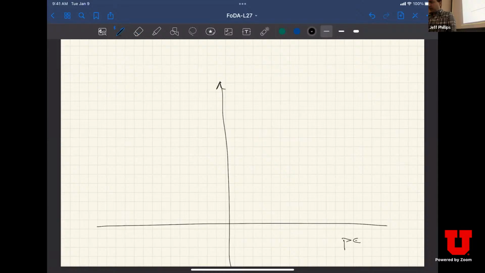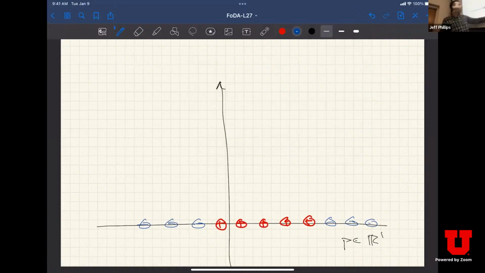So P in R1, and now I'm going to think of having some plus points here and some minus points here. There's no linear classifier in one dimension that can separate these points. I want to cut here, but also on the other side.